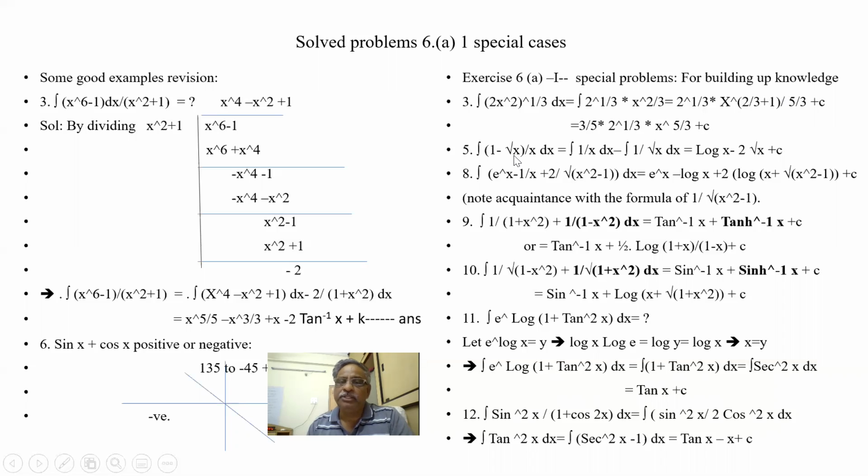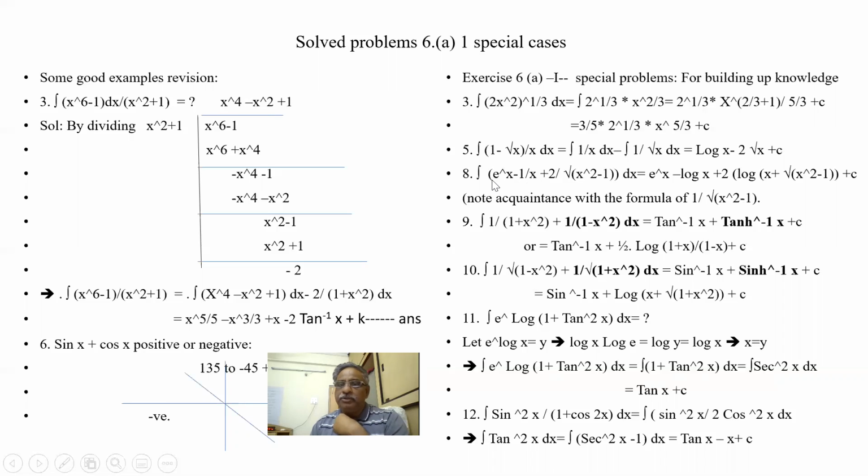Similarly, (1 minus root x) by x dx. So I am converting it to two separate terms: 1 by x dx minus 1 by root x dx. 1 by x is log x. 1 by root x is 2 root x. So log x minus 2 root x plus c.